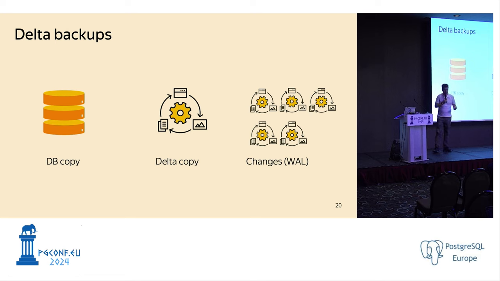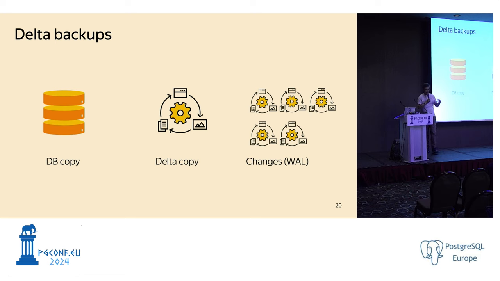When you're applying WAL, it's applied in one startup process. It's single-threaded. There is a parallel WAL apply patch in hackers. I'm not sure it will be committed in the next 5 years, but I hope so. Anyway, to apply changes fast, you need these delta backups.